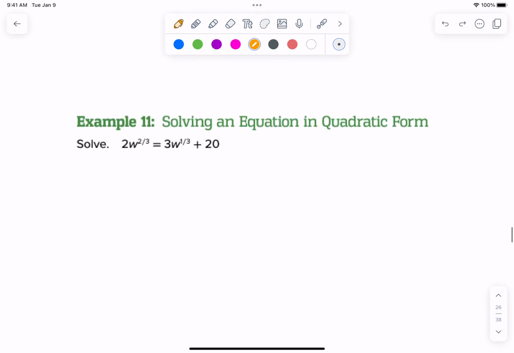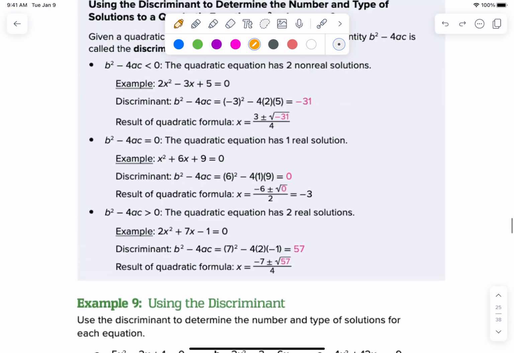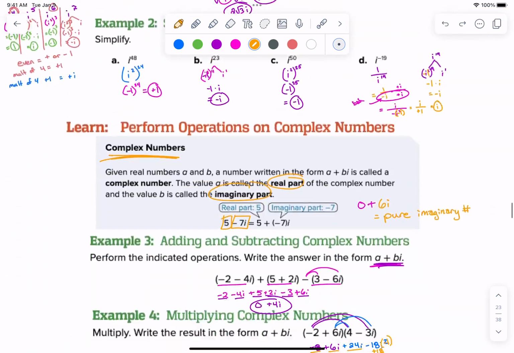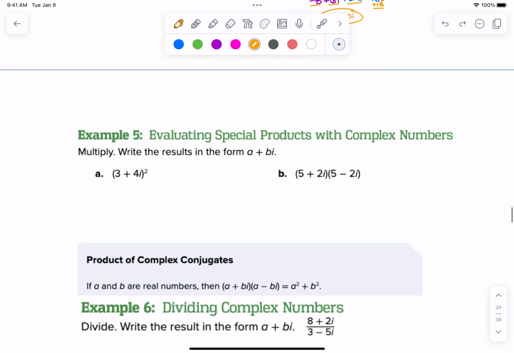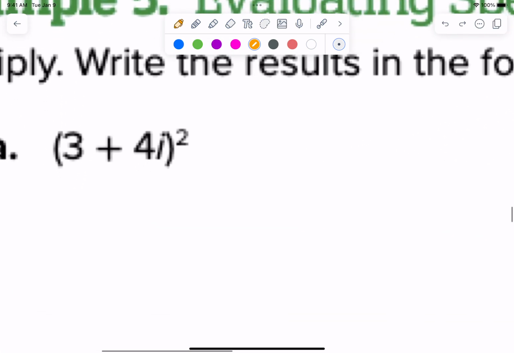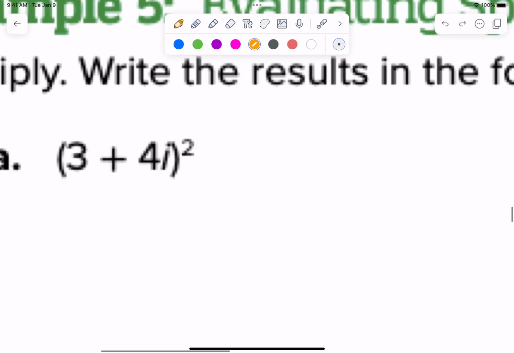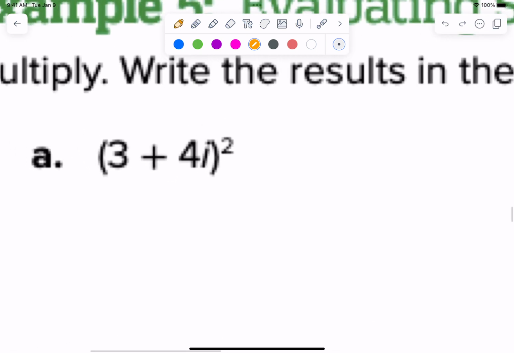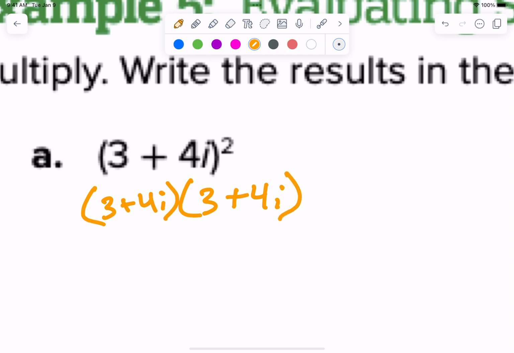Okay. We got a little bit left. We can go to example 6. Okay, we'll do a little bit more. Maybe example 4. Okay, example 5. A, write the results in a plus bi form. Okay, we got a FOIL. We can't just square each piece because this actually means 3 plus 4i times 3 plus 4i. Do you want to try it on your own? Are these conjugates? No. Will the middle 2 pieces cancel? No. Okay, try it on your own.